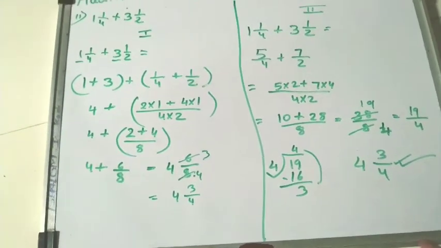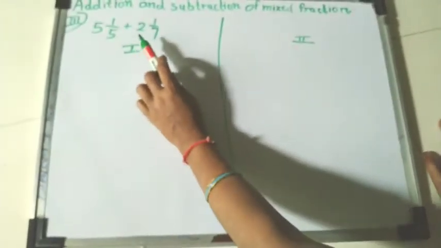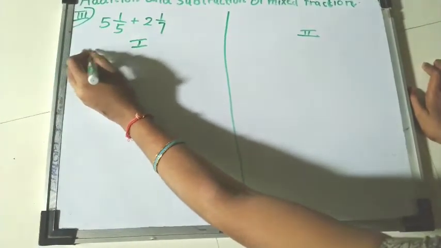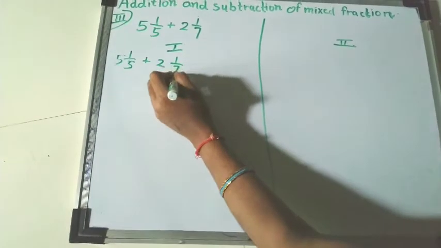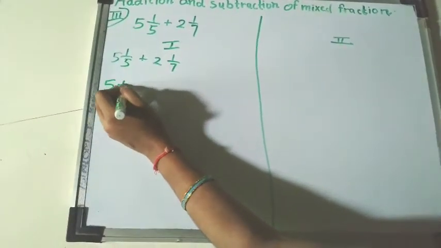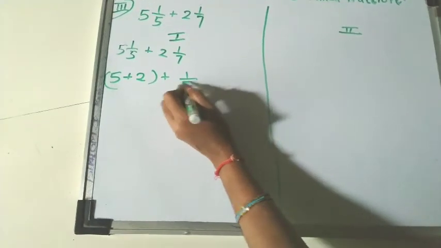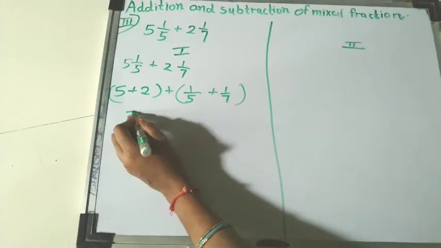Next question, number 3, is 5 upon 1 by 5 plus 2 upon 1 by 7. At first write 5 upon 1 by 5 plus 2 upon 1 by 7. You can take 5 plus 2 on one side and 1 by 5 plus 1 by 7 on another side. 5 plus 2 equals how much?